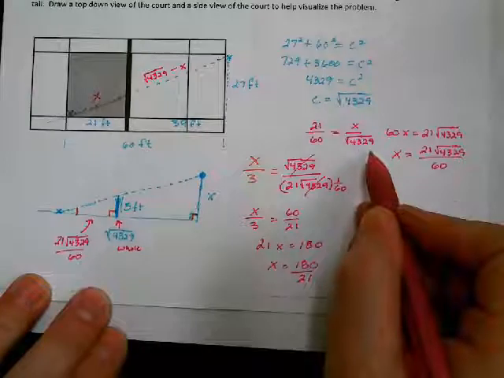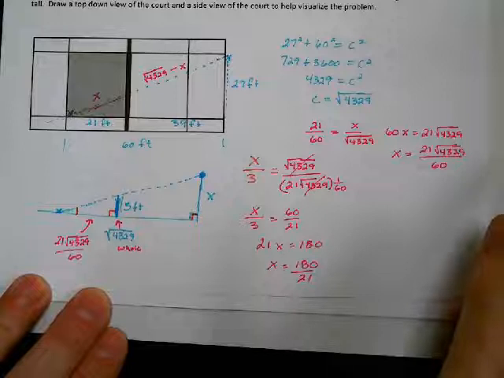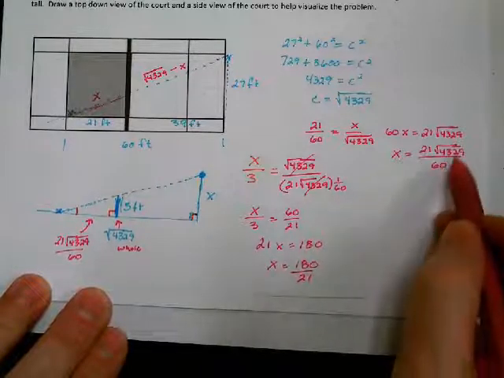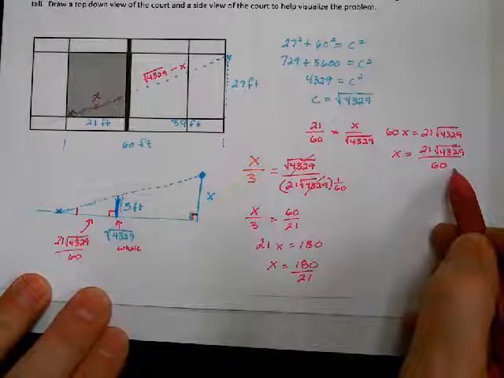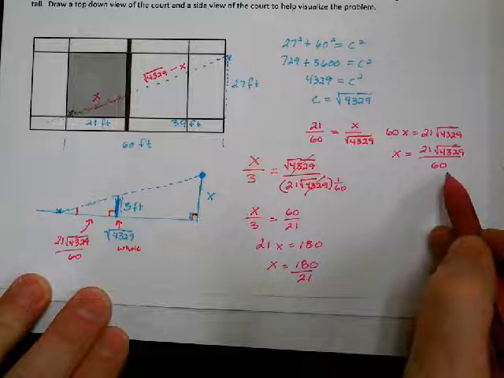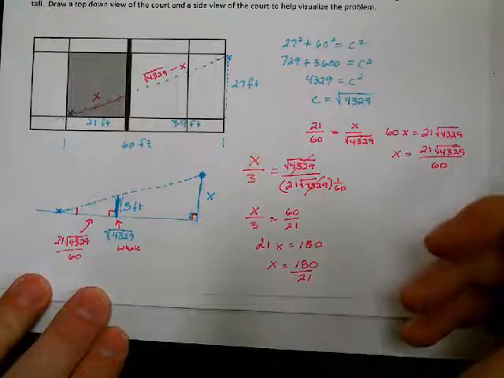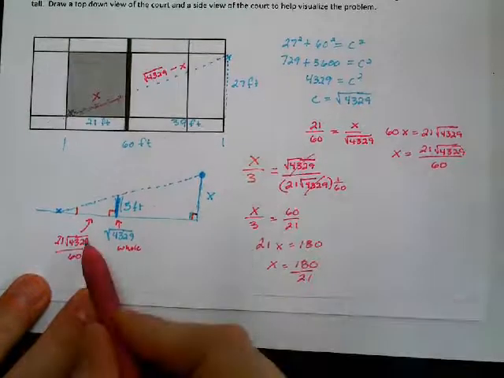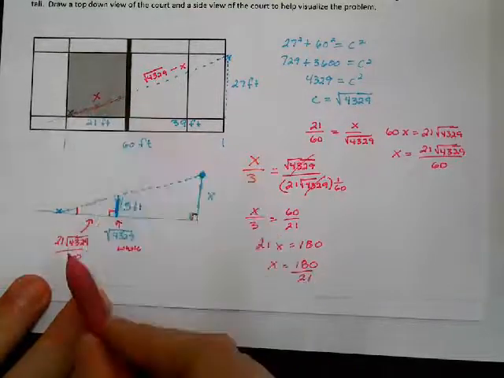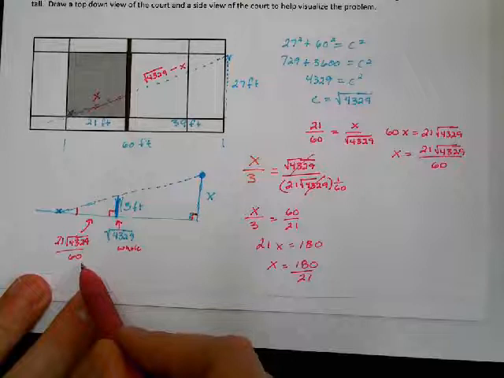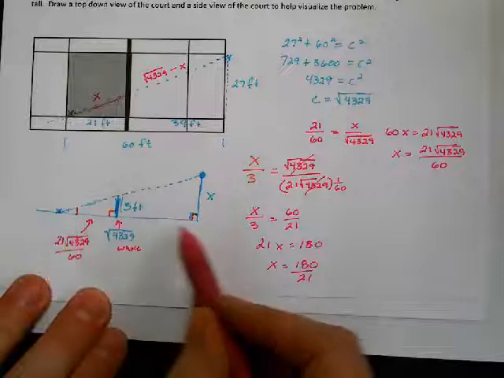So if I do cross products, I get 60x equals 21 times root 4329. And then I divide by 60. So there I've got 21 root 4329 over 60. If you want to at this point, you could probably reduce it and then write it down as a rounded number if you want to. I didn't, but that's okay. So right here, I know that this one, because that's this spot right here, is 21 root 4329 over 60. And then the whole thing is root 4329.